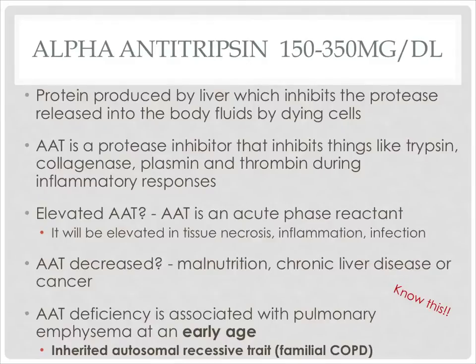That is the important takeaway point from this test, all right, is that you're going to have it elevated in all kinds of inflammatory conditions. As it's an acute phase reactant, it's not going to be helpful to you there. But if it's decreased, you should consider malnutrition, chronic liver disease, or cancer. And if you've been diagnosed with an alpha antitrypsin deficiency, this has been linked to people who have developed COPD at an early age.